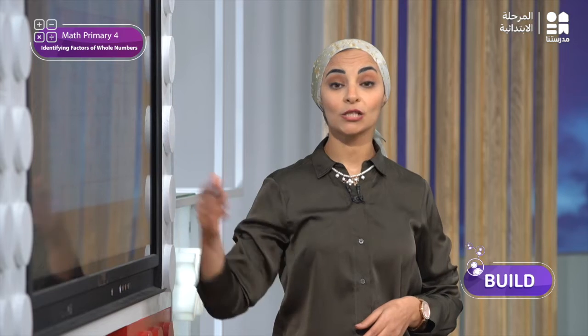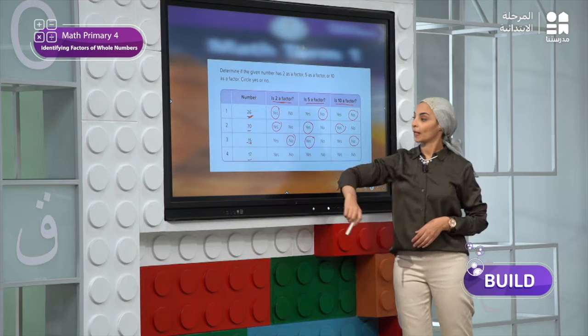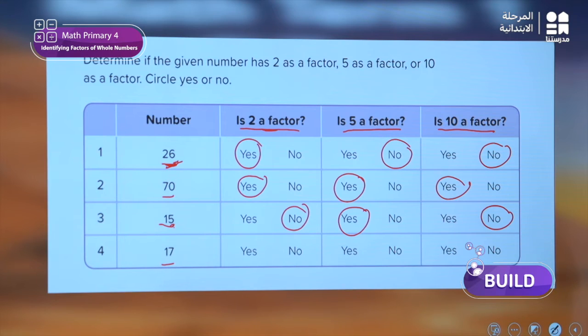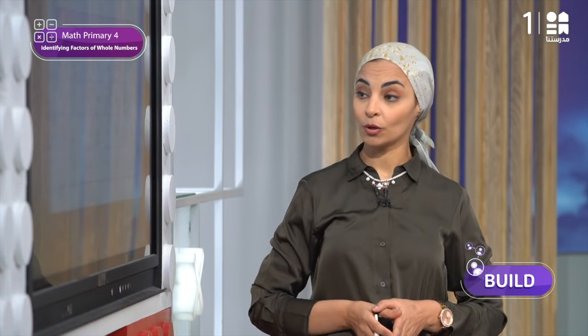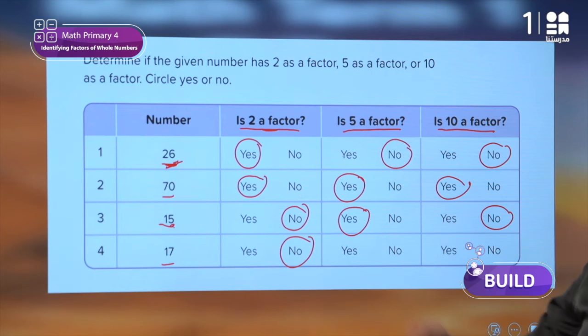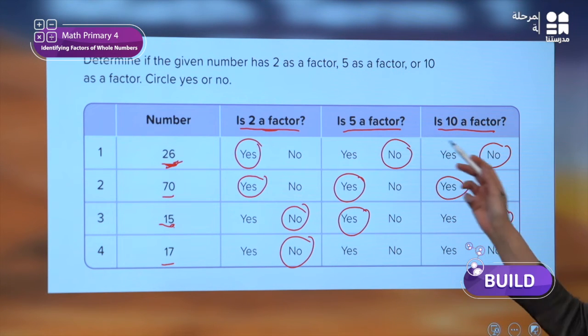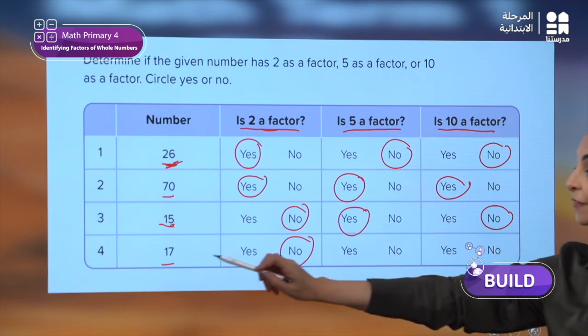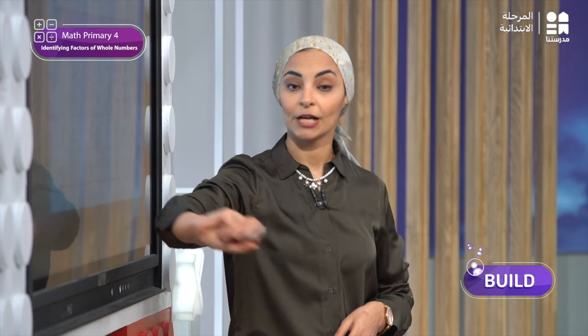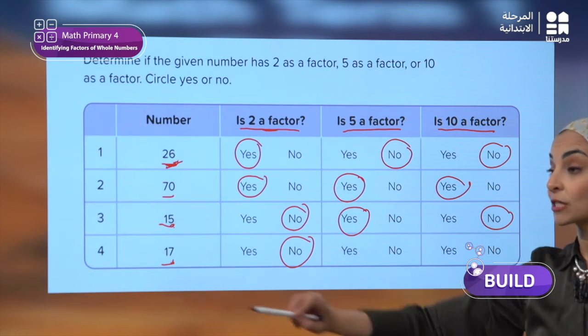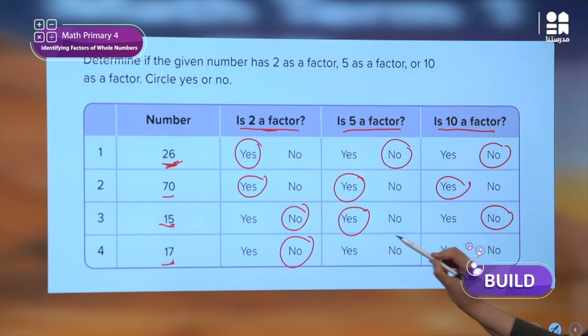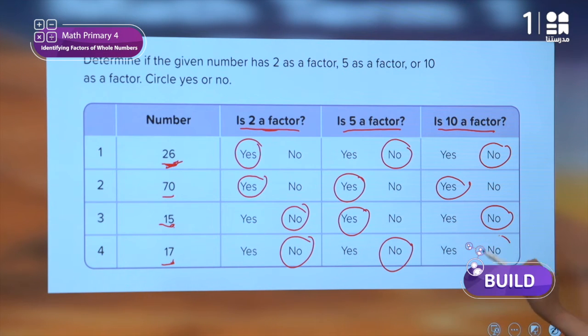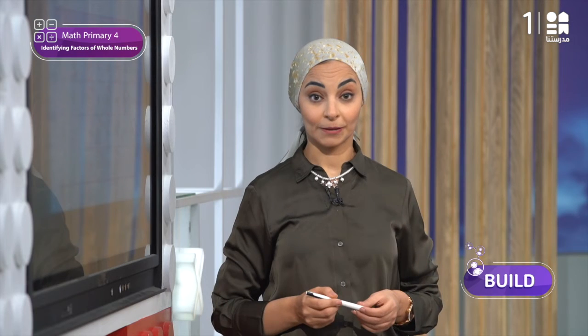Let's move to the last one, number 17. Is 2 a factor in number 17? No, 2 is not a factor in number 17 because 17 is an odd number. We agreed that 2 is a factor in the even numbers only. So 2 is not a factor in number 17. What about 5 and 10? Of course 5 is not a factor in number 17 because in the ones place I have neither 0 nor 5. So 5 is not a factor, and also 10 is not a factor in number 17.